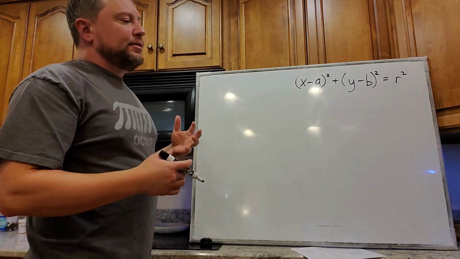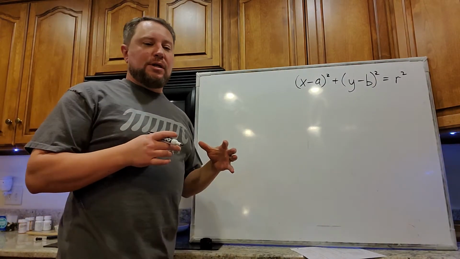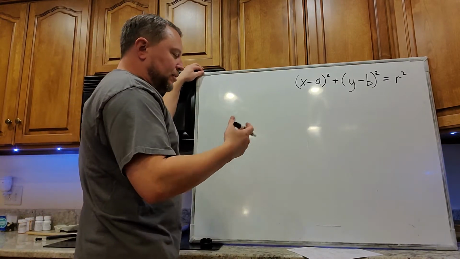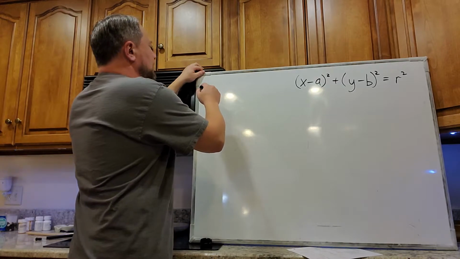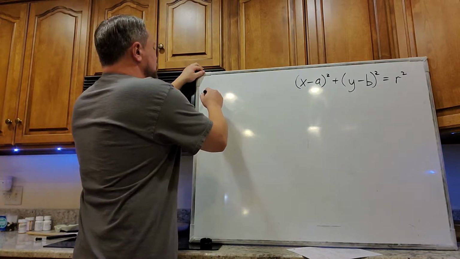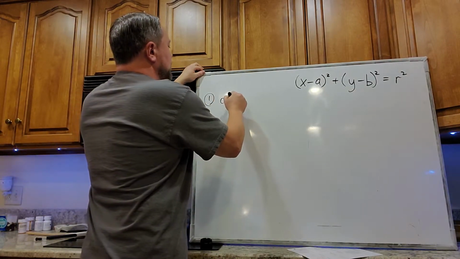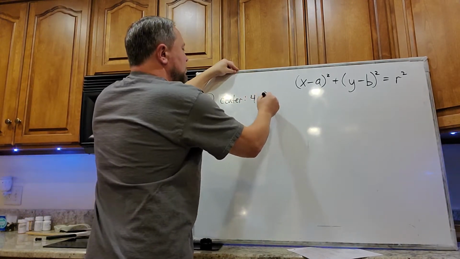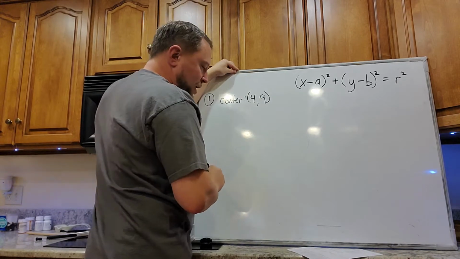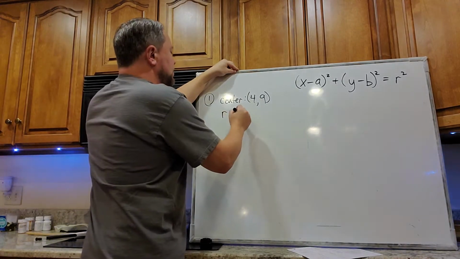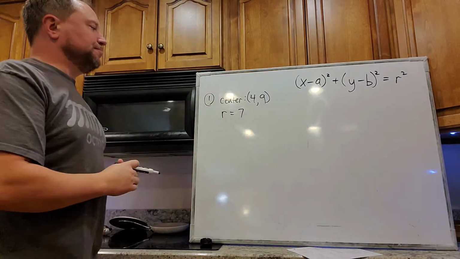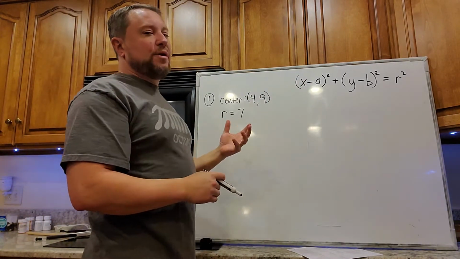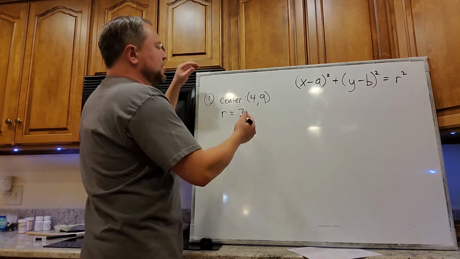So some of the problems on this worksheet that you're going to do for homework involve just giving you the center and the radius. Something as simple as a problem like this, where let's say the center of our circle is at the coordinates 4, 9, and our radius is given as being 7. So we fill into the formula and come up with our equation. These are as simple as this.